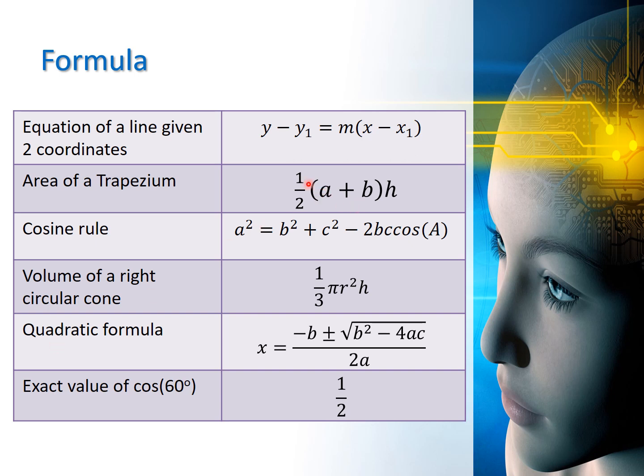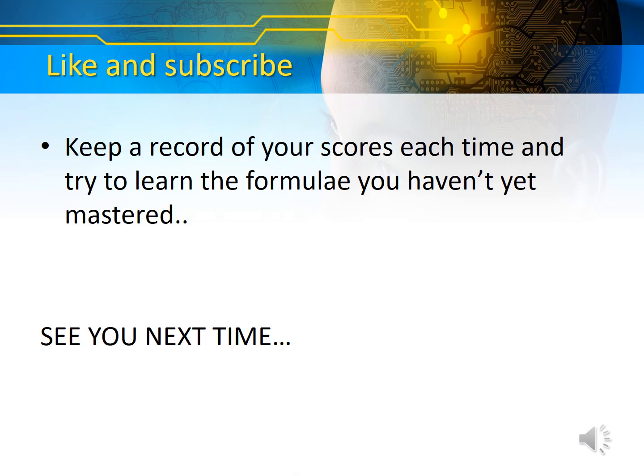We've got half the sum of the parallel sides times the distance between them. Cosine rule. Volume of a right circular cone. I deliberately called it a right circular cone because that's its proper name. So it means a right angled cone with a circular base. So a third pi r squared h. Quadratic formula, and the exact value of cos 60 is a half.